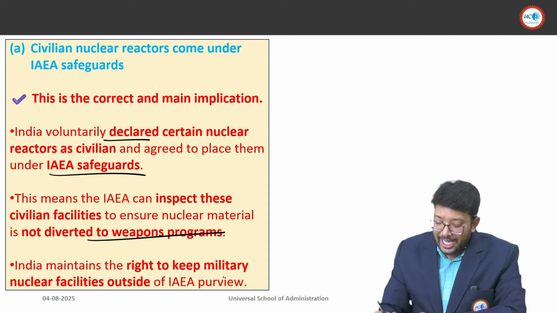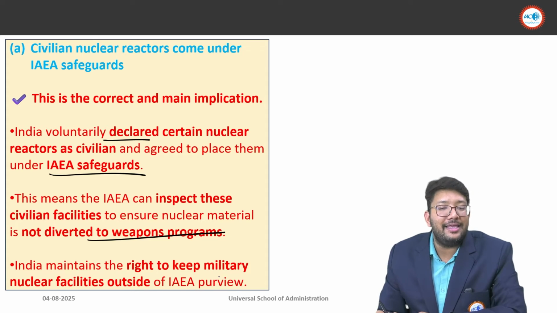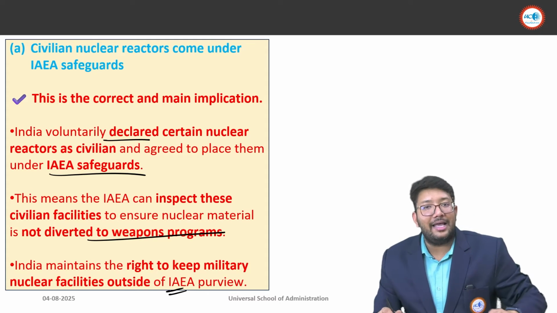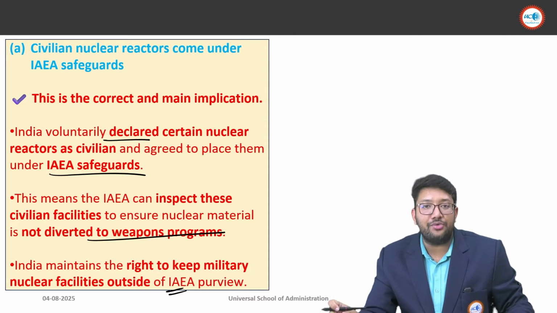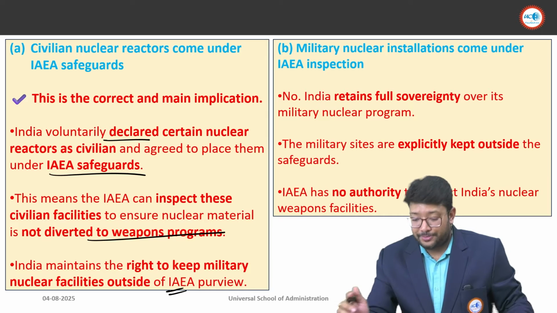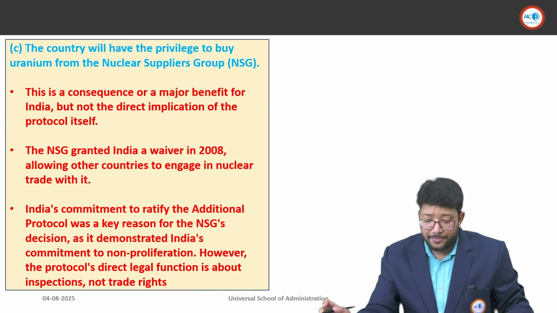Second, India maintains the right to keep military nuclear facilities out of IAEA purview. So the IAEA does not have access to our military nuclear facilities. Second option, do military nuclear installations come under IAEA inspection? No, they do not.